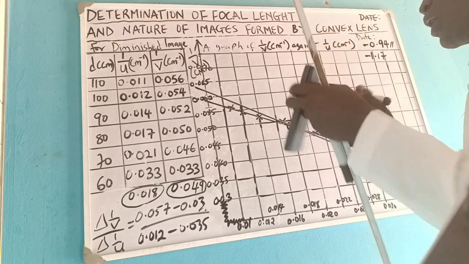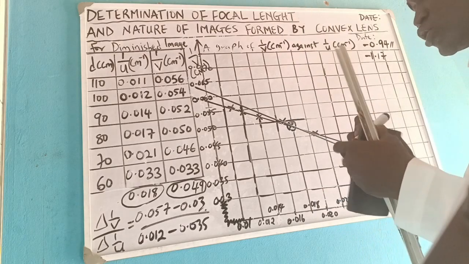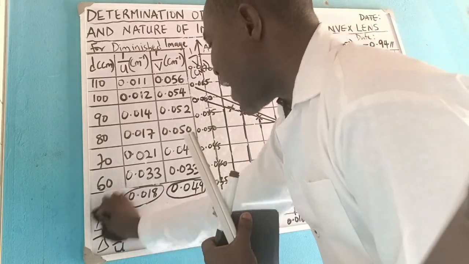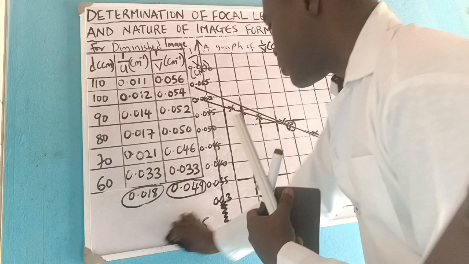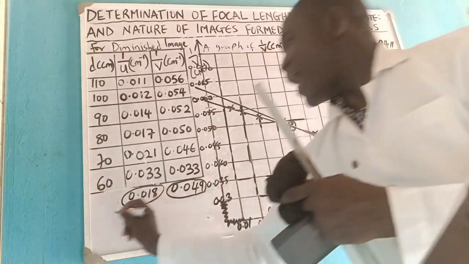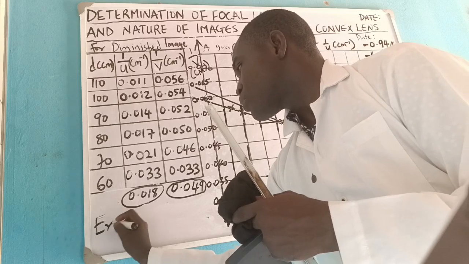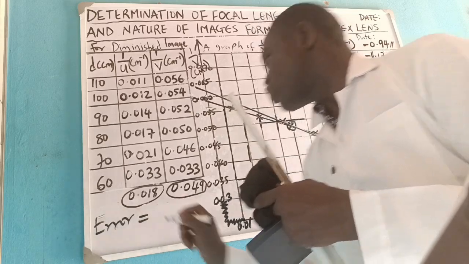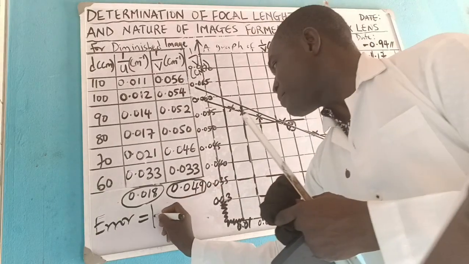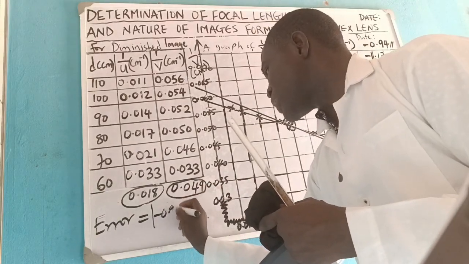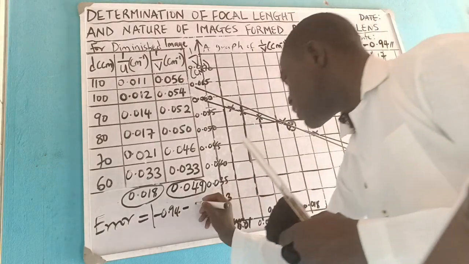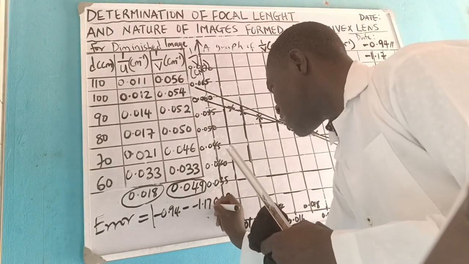Okay. As we have noted these slopes, what will be our error in this slope? Our error in slope will be equal to the one of best fit, which is minus 0.94, then minus the one of worst fit, which is minus 1.17.